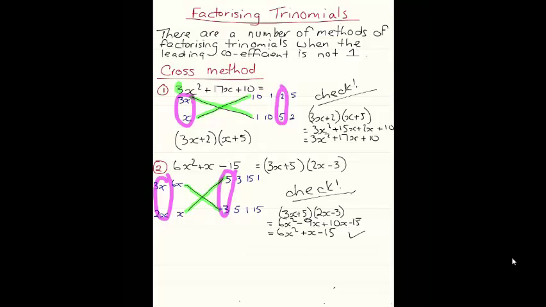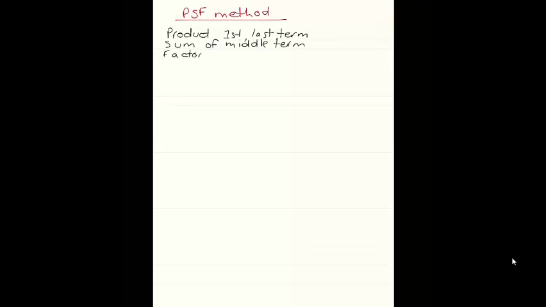So the next method is called the PSF method. P is the product of the first and last term of your trinomial, S is for the sum, which is the middle term, and F is for the factors of P that give S. So we're looking for factors of the product that give the sum. So it's similar to the first method we looked at when the leading coefficient was a 1, and we just had to look for factors of the constant, but in this case we have to multiply the constant by the leading coefficient.